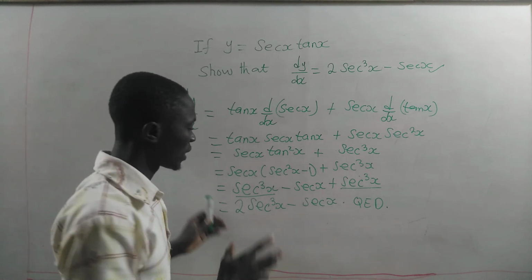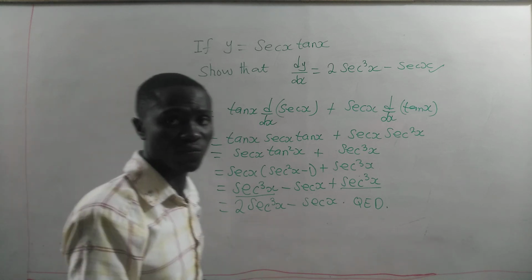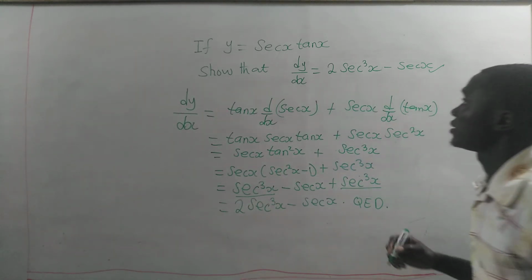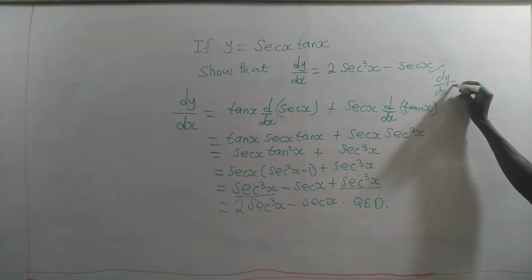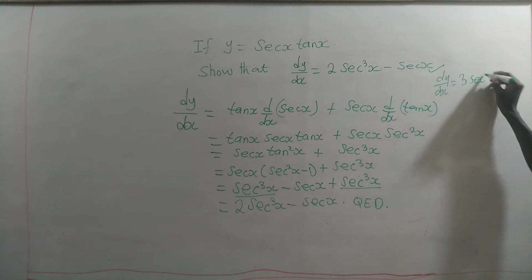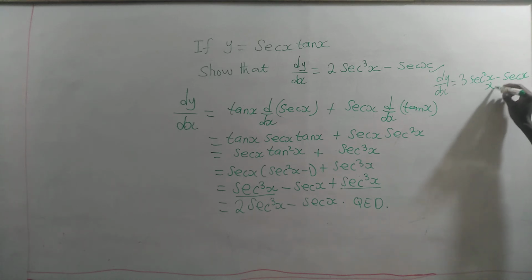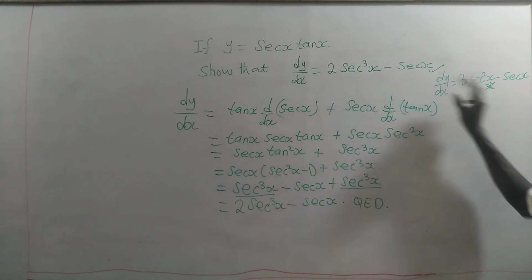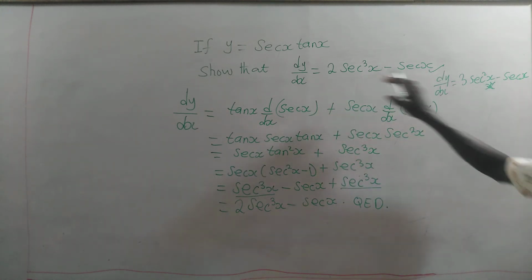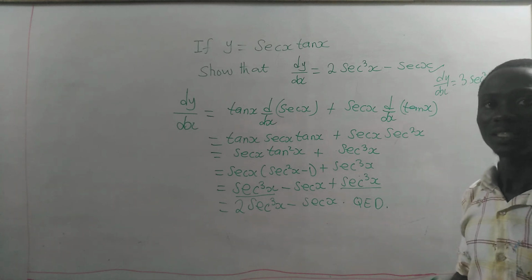So in total, I think your question is supposed to be of this form, but not to prove that the derivative of y with respect to x is 3 times secant squared of x minus secant of x. So if anyone can do that, you should do it. Prove that the derivative of this is equal to this and leave the answer in the comment section.